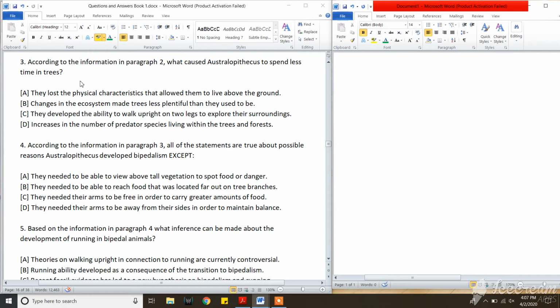Okay, we are moving on to question number 3. According to information in paragraph 2, what caused Australopithecus to spend less time in trees? Well, we can tell that this is a detail type question. And with a detail, we need to find the key word, which is the most specific word. And we look and we can see that spend less time in trees is the key word. It is the most specific. Less time in trees. Well, that means they don't live in trees anymore.